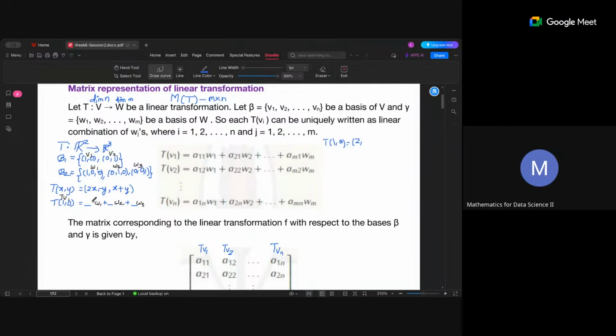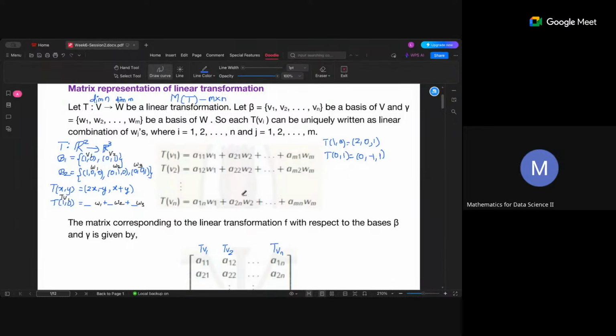Yeah, now it makes sense. Sorry, yes, now T of (1, 0) should be (2, 0, 1). What about T of (0, 1)? It is (0, -1, 1).